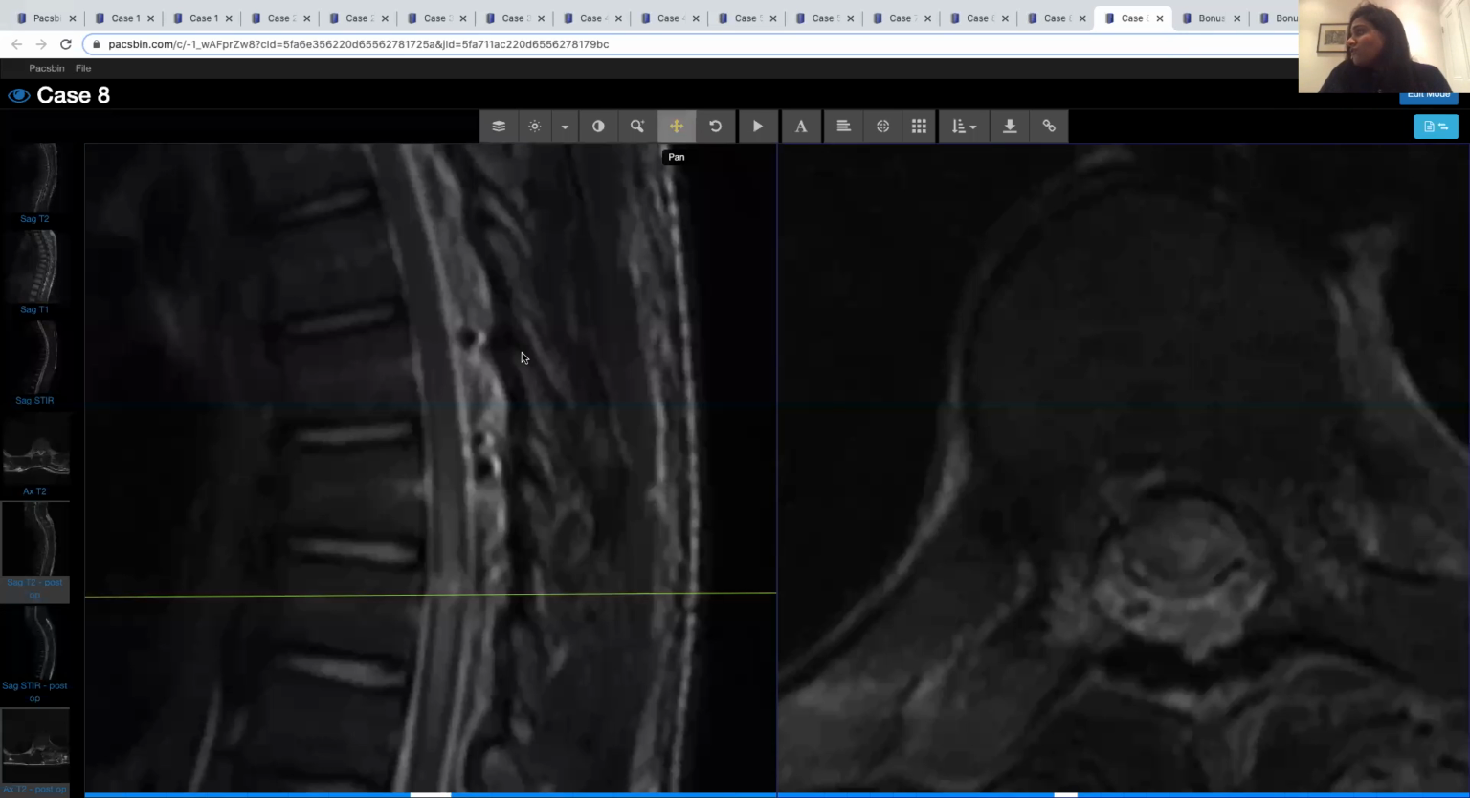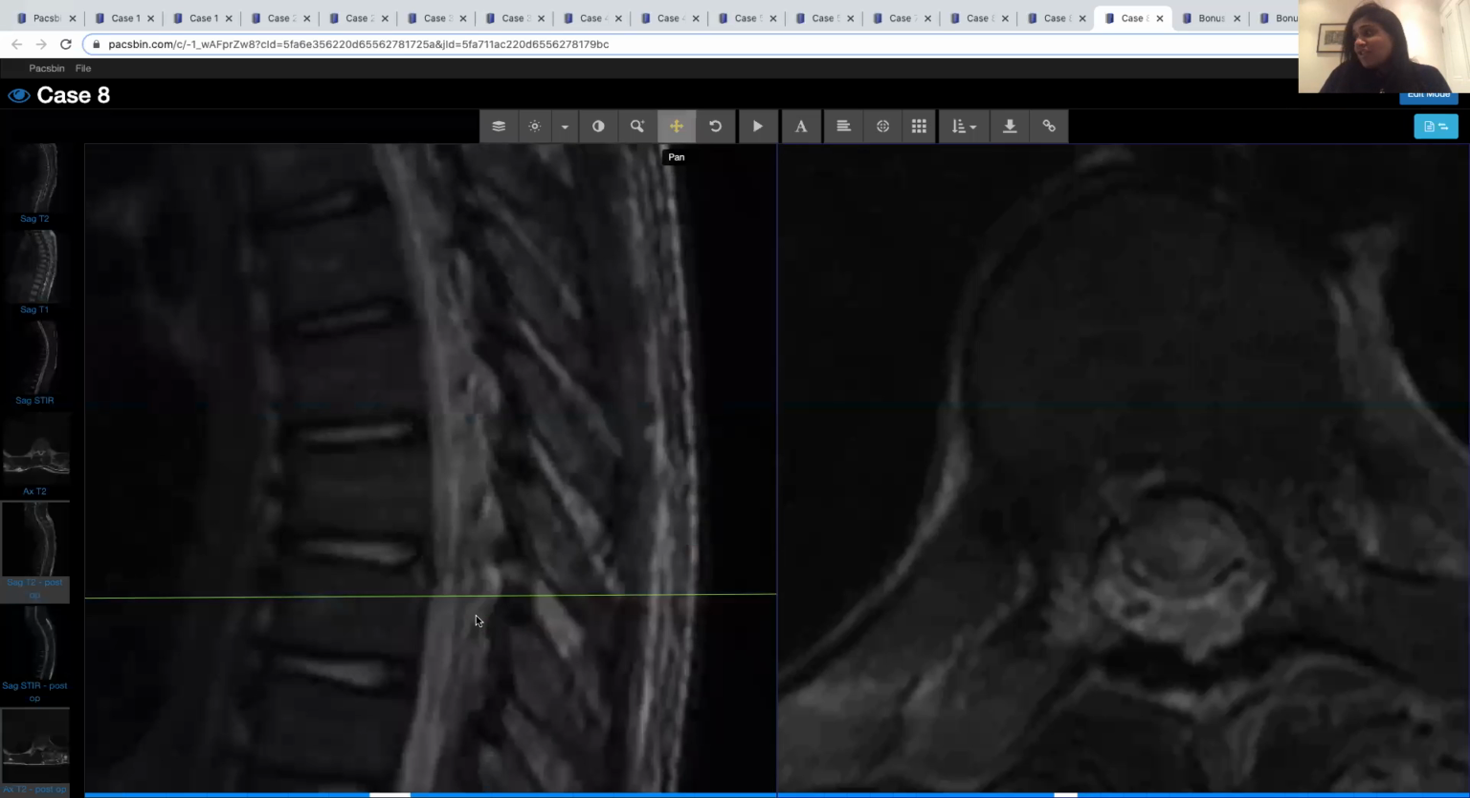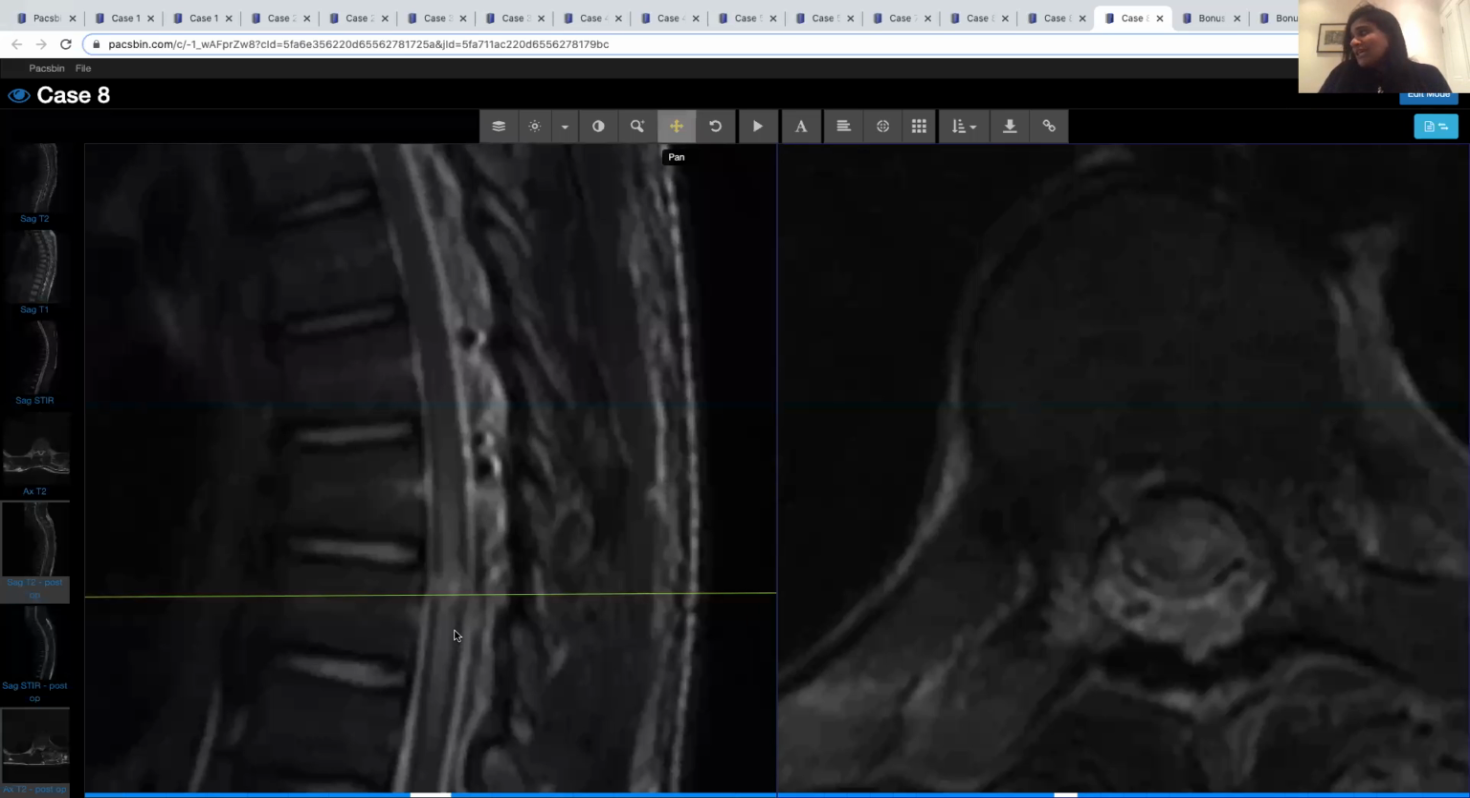The patient went for fixation, and what you can see now is the development and progression and evolution of that cord laceration and edema that is extending through the cord at that level.